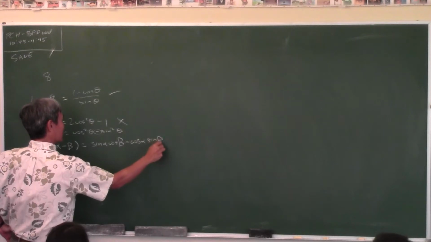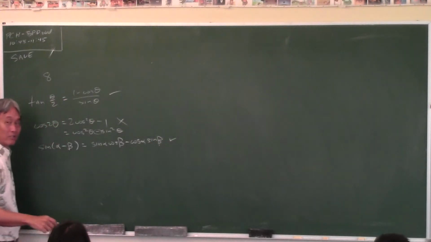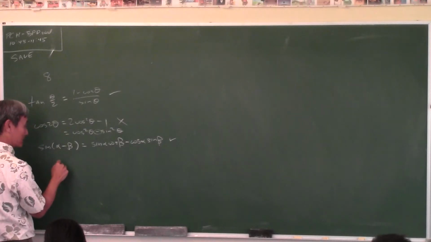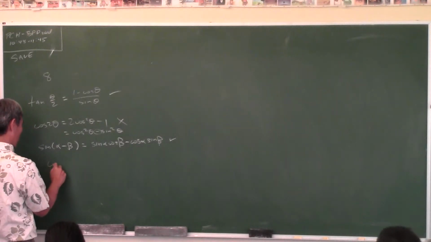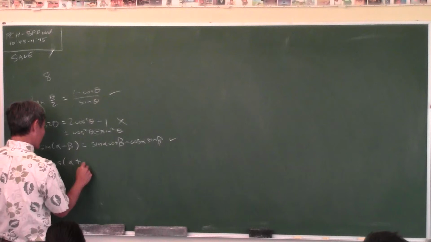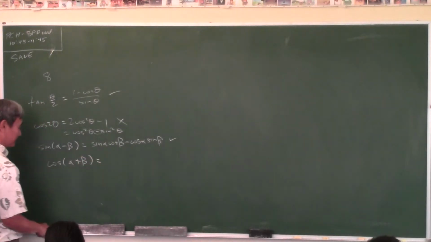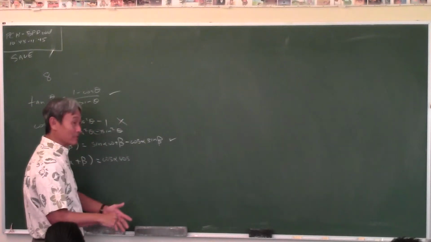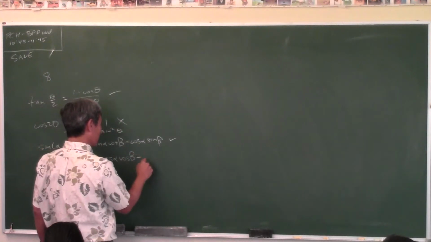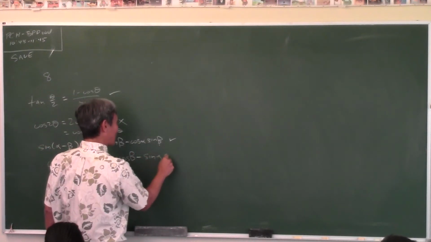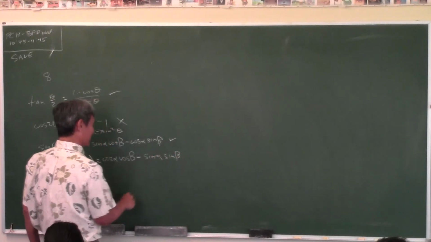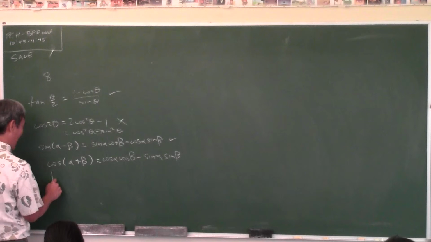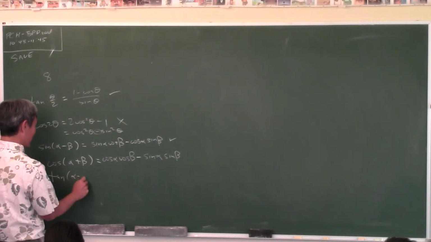Okay, good. Check. Okay, who's next? Noah. Cosine alpha plus beta. Cosine alpha, cosine beta, minus sine alpha, sine beta. That's what I want. That's not the easiest one to memorize. Chun. Tan alpha minus beta.